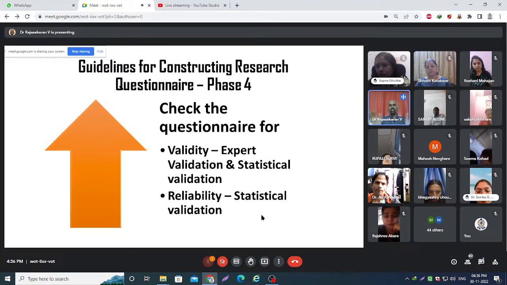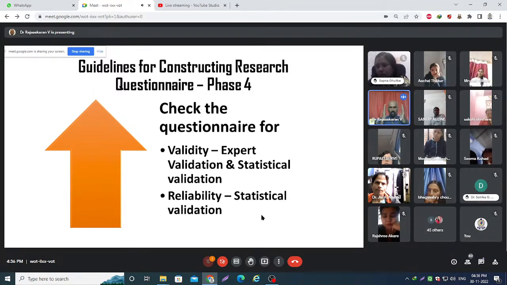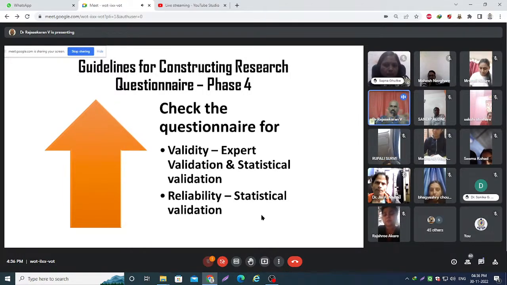But the point is, these are the 4 phases you have to use. First, the thinking phase, the preliminary phase. After that, the devising phase, then the analyzing phase, then the execution phase. That's what I've given, 4 things. So keep all those things in your mind and prepare the questionnaire. This is fine.